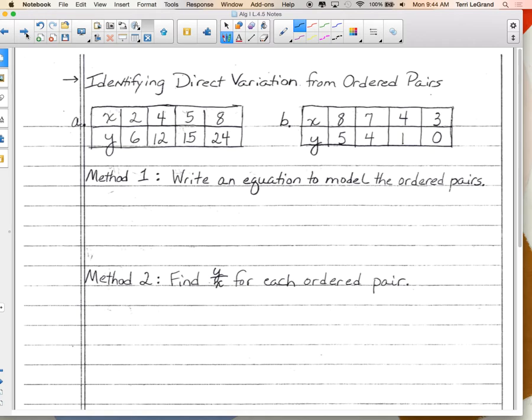So let's just check this out to see if it's even linear. Do this with me. What do we have to do to get from 2 to 4? Add 2. What do we have to do to get from 4 to 5? Plus 1. What do we have to do to get from 5 to 8? Plus 3. Oh no, does that mean right now we don't have a direct or a linear relationship? It almost seems like it, doesn't it? But let's check out those y's. 6, 12, plus 6. 12, 15, plus 3. 15, 24, plus 9.